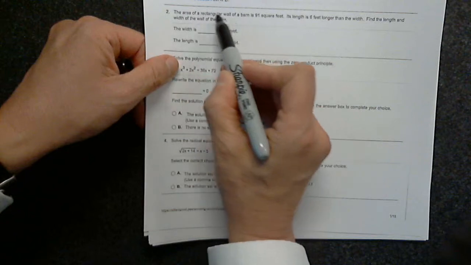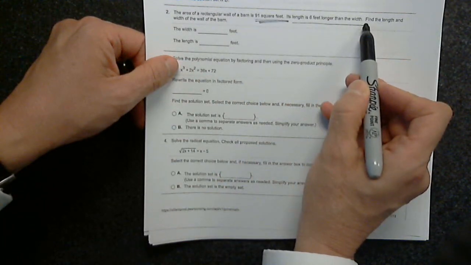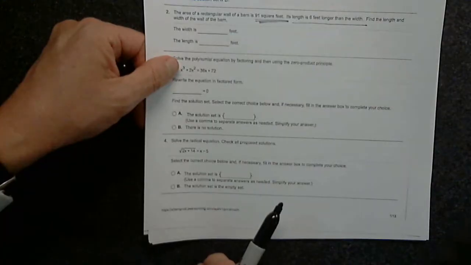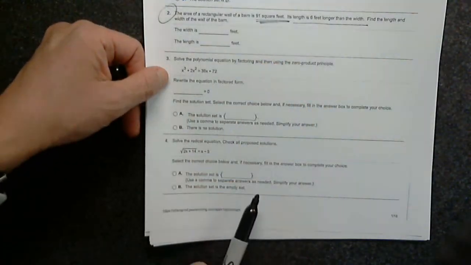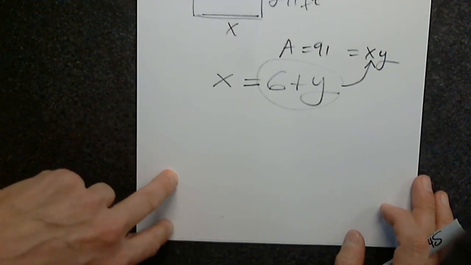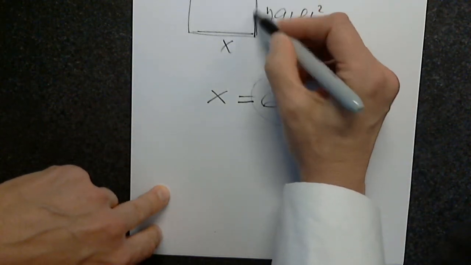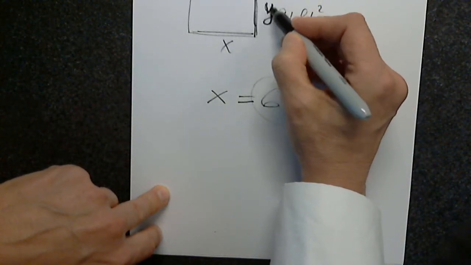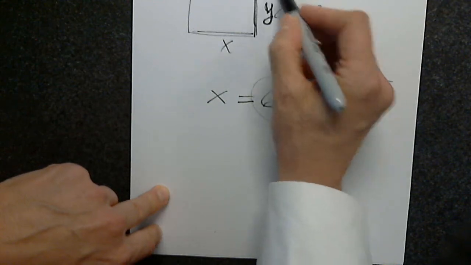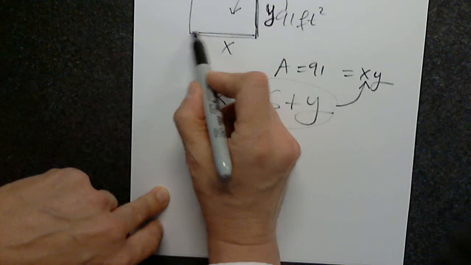Okay. The area of the rectangle is 91 square feet. Its length is 6 feet longer than the width. Find the length and the width. We're talking about problem 2. Can you ask the question one more time? I'm looking at where you had 291 feet squared. Where did you get that from? This is y, the width, y. Oh, that's a y. Yes, this is the area. And this is the length.